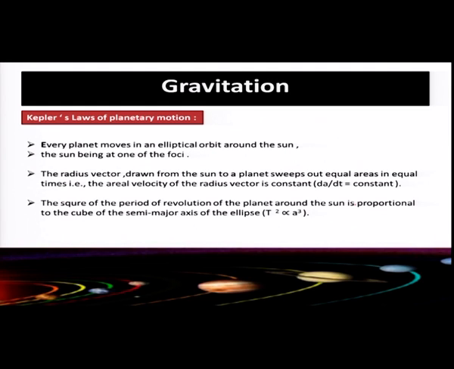And the second statement is that the radius vector drawn from the sun to a planet sweeps out equal areas in equal intervals of time.